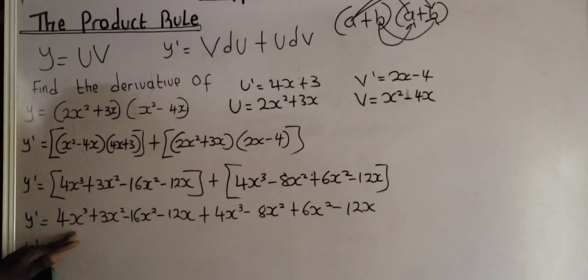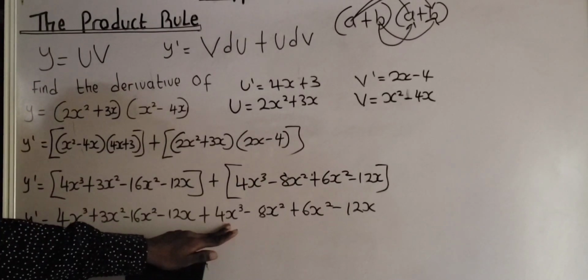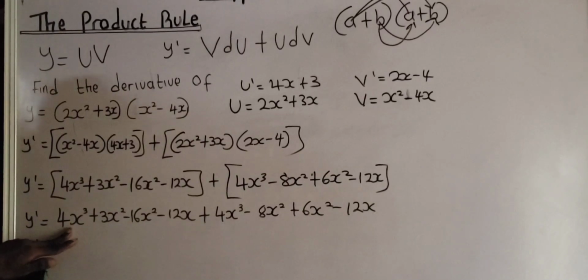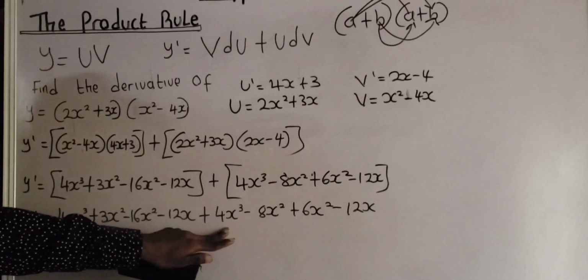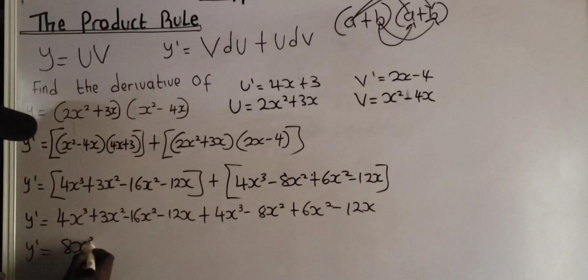Okay? We are going to add all the terms that have x raised to the power of 3. You can see we have 4x raised to the power of 3. Then we have another 4x raised to the power of 3. So we are going to add both, 4x raised to the power of 3 plus 4x raised to the power of 3. That is 8x raised to the power of 3.